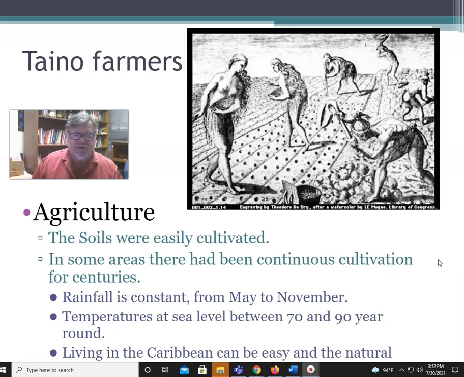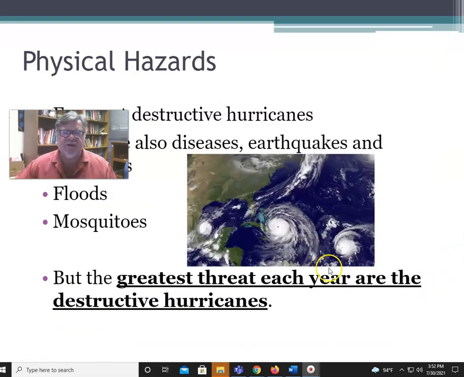Rainfall is constant from May to November. Temperatures at sea level are between 70 and 90 year-round. Sounds ideal. Here in Miami, it gets down to the 60s and it gets up to the mid-90s. Living in the Caribbean can be easy and natural. I agree.